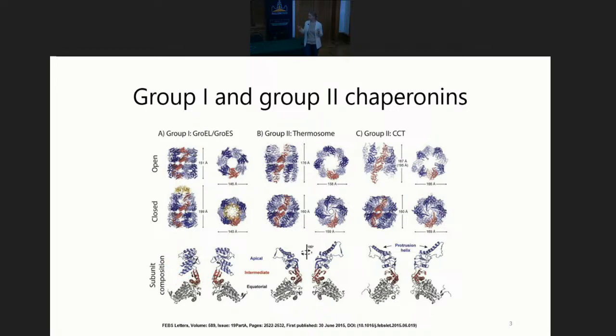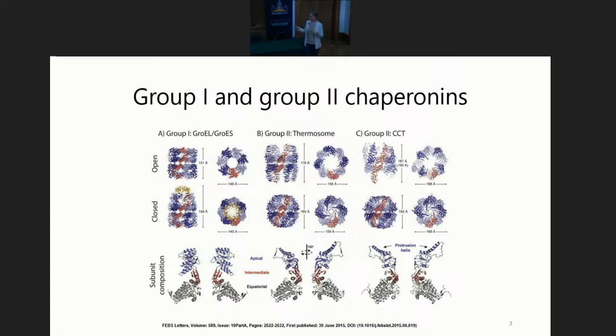Each subunit in the GroEL complex contains 3 domains. The violet one is the apical domain. It is responsible for interactions with the protein and with GroES. The gray one is the equatorial domain, and it is responsible for holding this whole complex together and also for ATP binding and hydrolysis. And the intermediate domain is a connection between the equatorial and the apical ones.